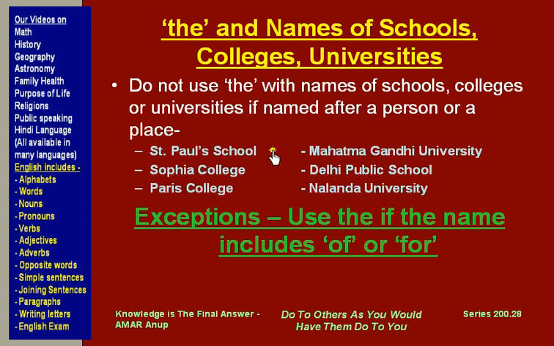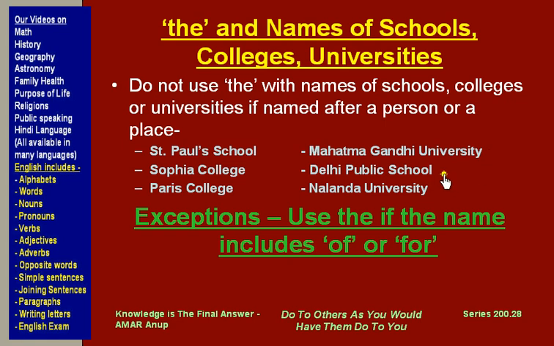Do not use the with the names of schools, colleges or universities if they are named after a person or a place. I will repeat it. Do not use the with names of schools, colleges or universities if they are named after a person or a place. So no the with St. Paul's School, no the with Sophia College, no the with Mahatma Gandhi University. All three of these are named after people.